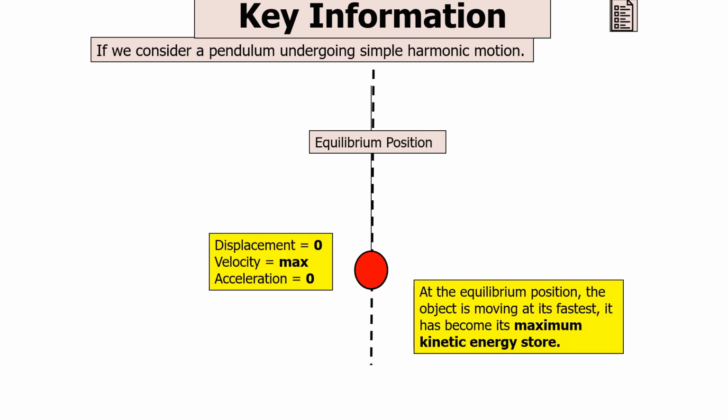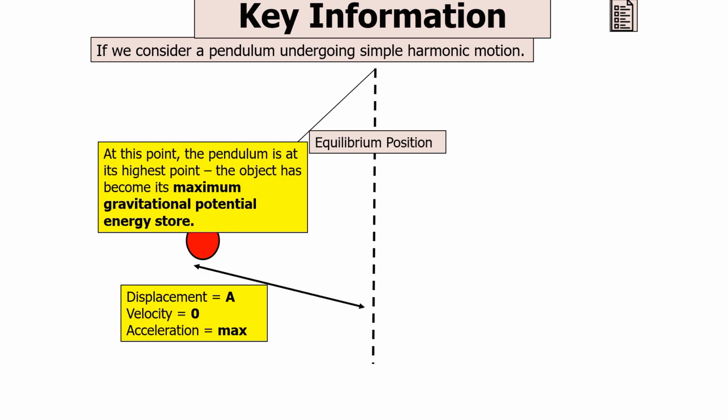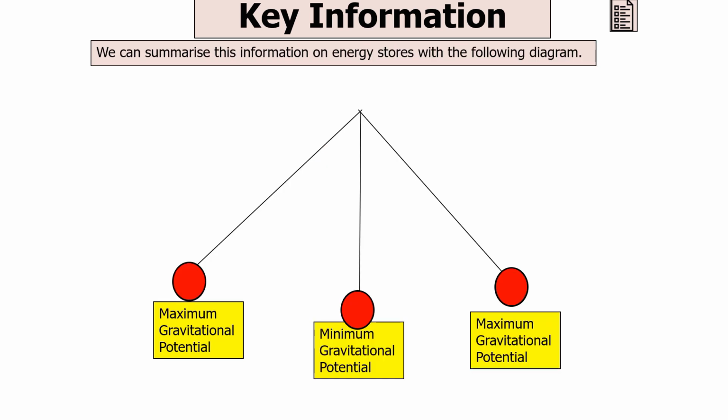Once again, back at its equilibrium position, the object is moving at its fastest, it has a maximum kinetic energy store, the displacement is 0, the velocity is a maximum, the acceleration is 0, and then back again to end the cycle, it's at its highest point again, the object has a maximum gravitational potential energy store with the displacement equal to A, the velocity 0, and the acceleration a maximum. So we can summarise this as the following.